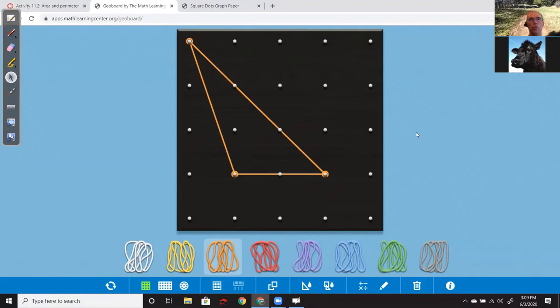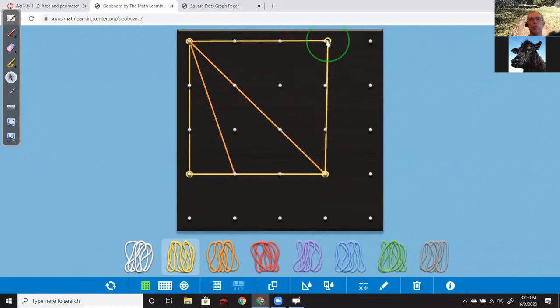And one way we can use the geoboard to play around and figure that out, aside from the formula that we talked about the other day, 1/2 base times height, is to wrap this in a rectangle and work with right triangles, because with right triangles we have a clear base and height. And these colors are too similar, so let's make this one red.